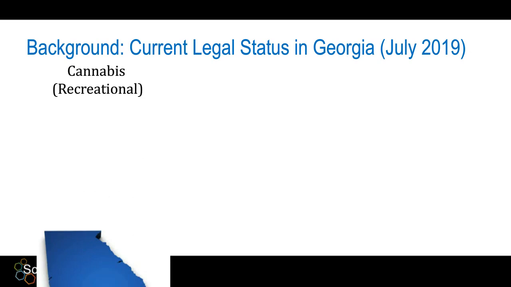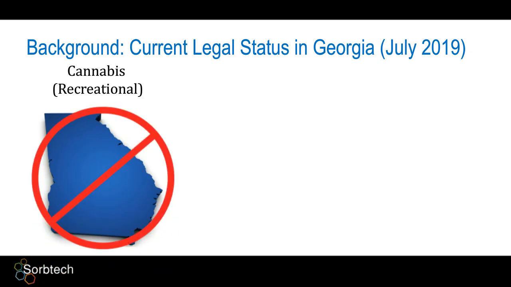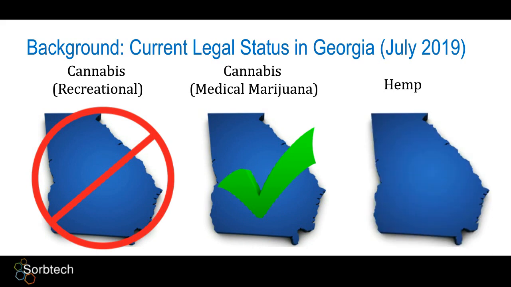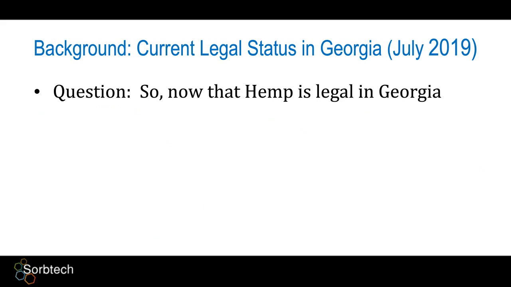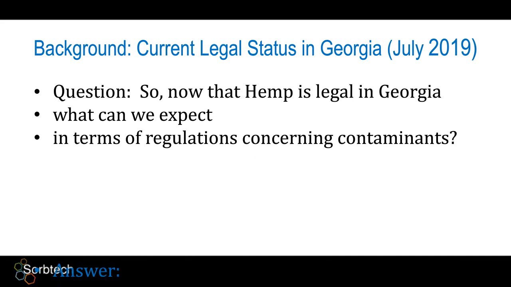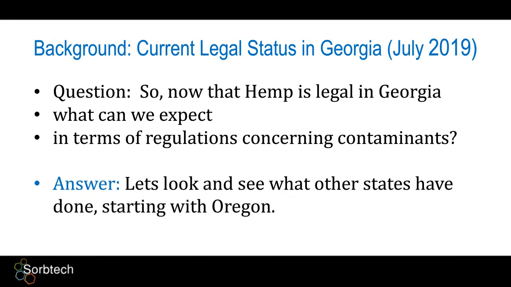So the current legal status in our state, in Georgia, is that recreational cannabis is still illegal, but medical marijuana is okay with a doctor's permit. And hemp is now okay as of this year, actually only a few months ago. And the business is just starting in this state, which is important to us since we live here. So, now that hemp is legal in Georgia, what can we expect in terms of regulations concerning contaminants? The answer is let's look and see what the other states have done, and we'll start with Oregon.